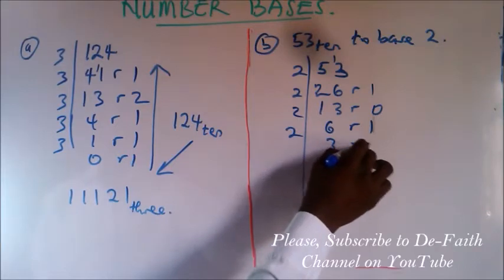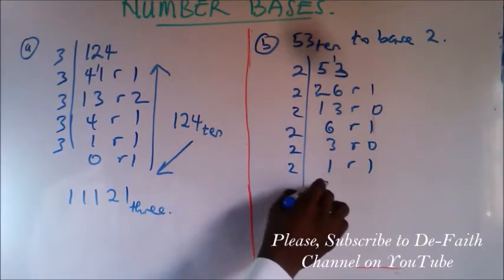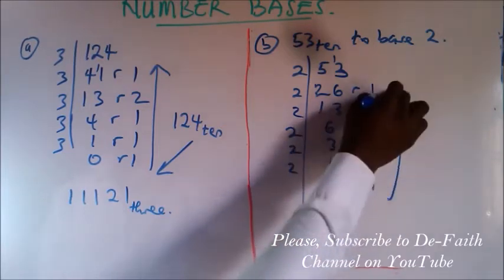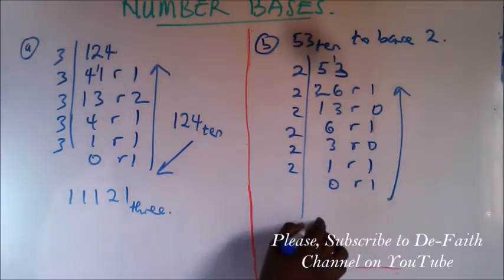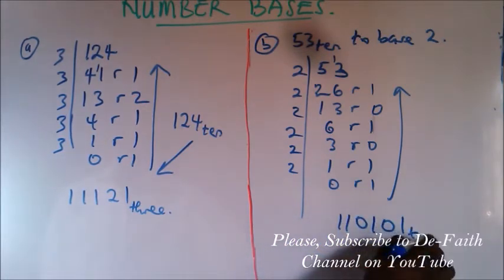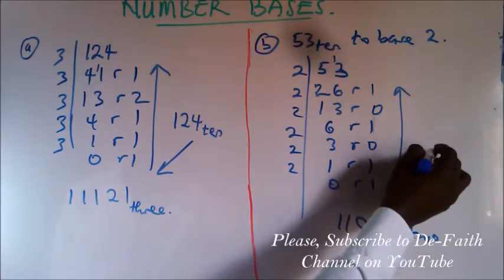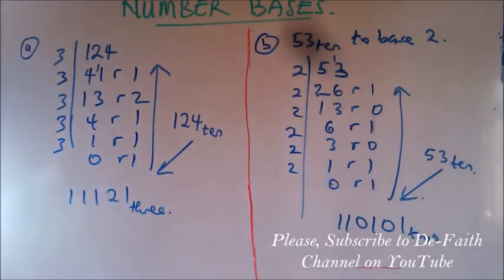2 here, 3, remainder 0. 2 here, 1, remainder 1. And 2 here, 0, remainder 1. So we take our numbers from below. So we have 110101 base 2 is our answer. So we converted from 53 base 10 to base 2.